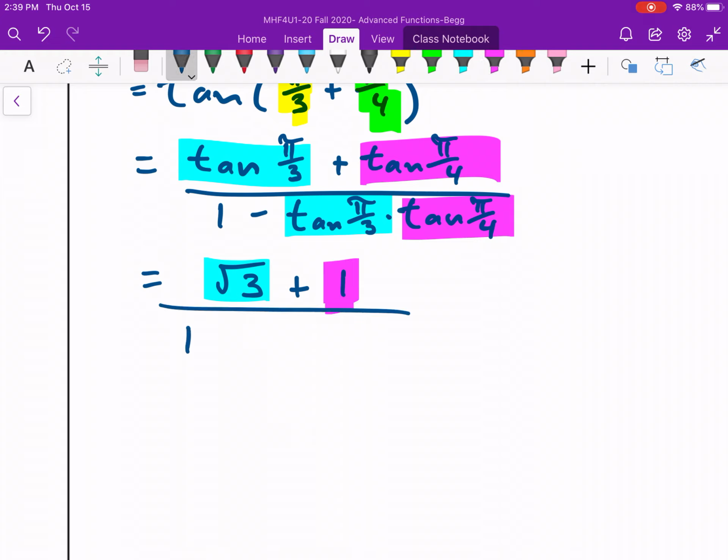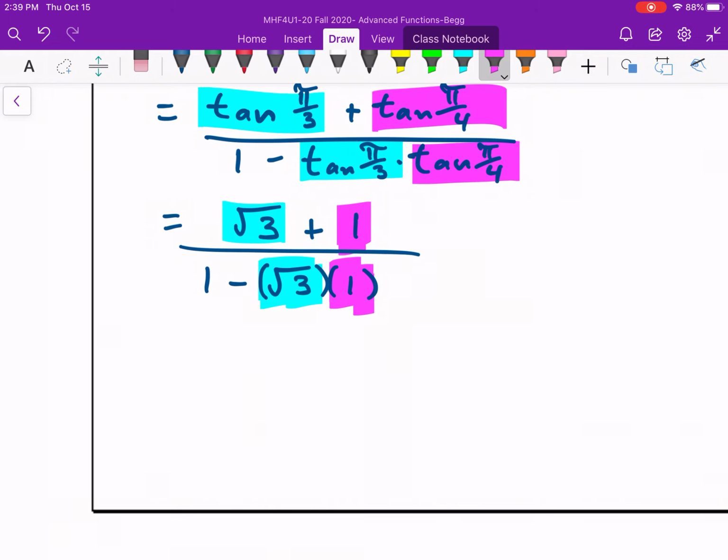On the denominator, I've got 1 minus root 3 times 1, because I'm just doing tan of pi over 3 again, which was root 3, and tan of pi over 4 again, which is just 1. So we've got this. If I simplify it a bit and stop highlighting things, I get root 3 plus 1 over 1 minus root 3, which is great, except once again, I've got this radical on the bottom.